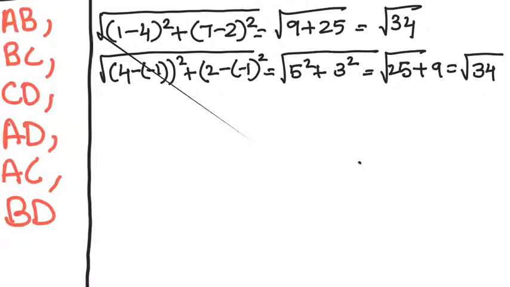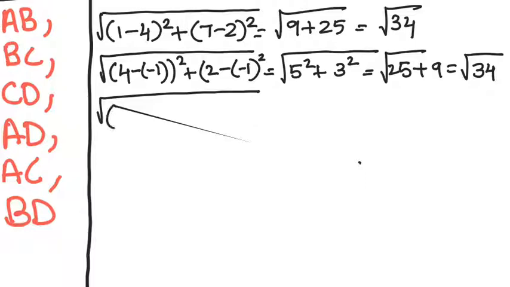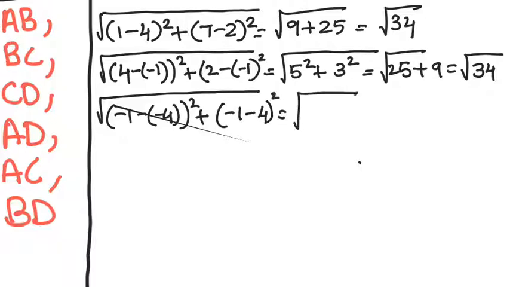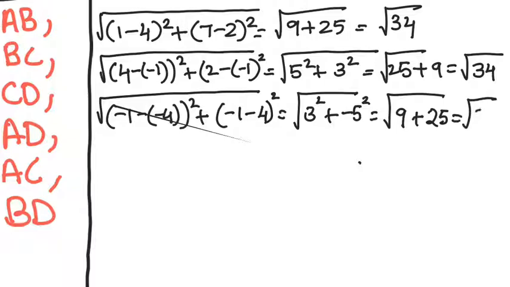Now CD. To calculate CD, root of (minus 1 minus of minus 4) the whole square plus (minus 1 minus 4) the whole square, that is equal to minus 1 plus 4 is 3 square plus minus 1 minus 4 is minus 5 the whole square. That gives us 3 square is 9 and 5 square is positive 25. That gives us root of 34. We got three sides equal now.